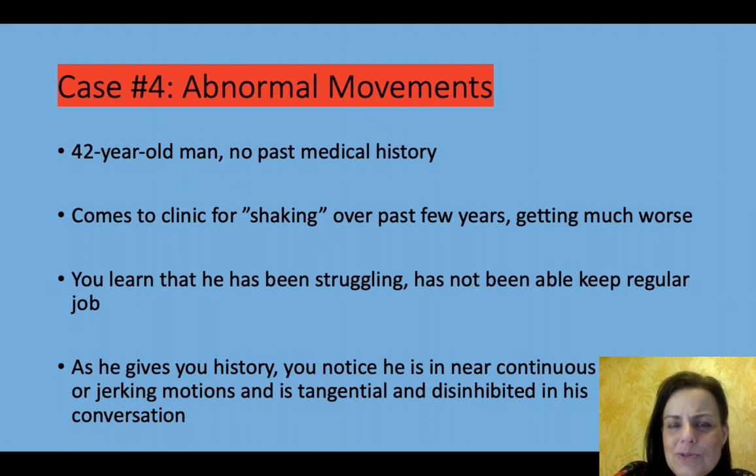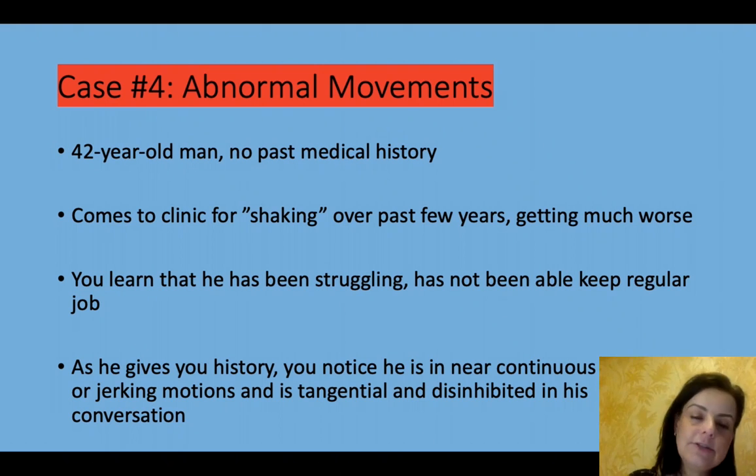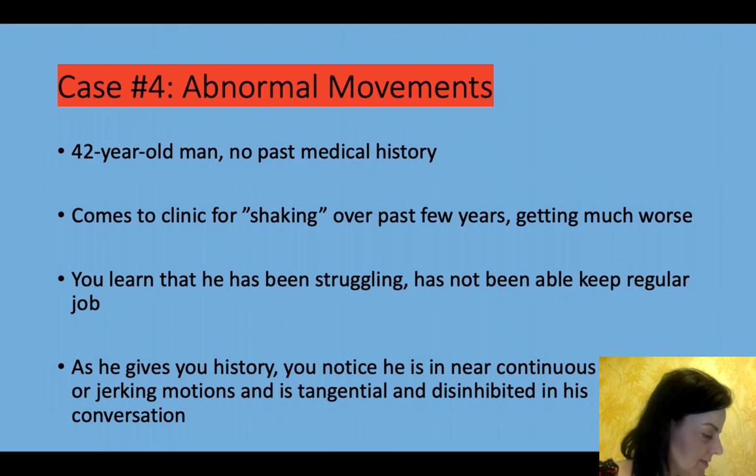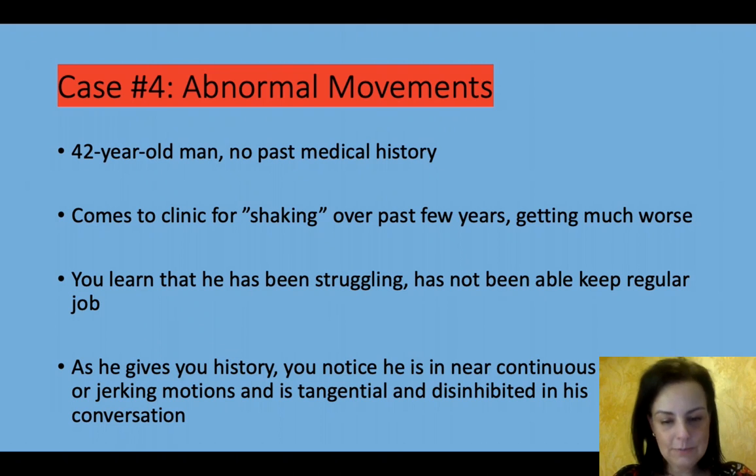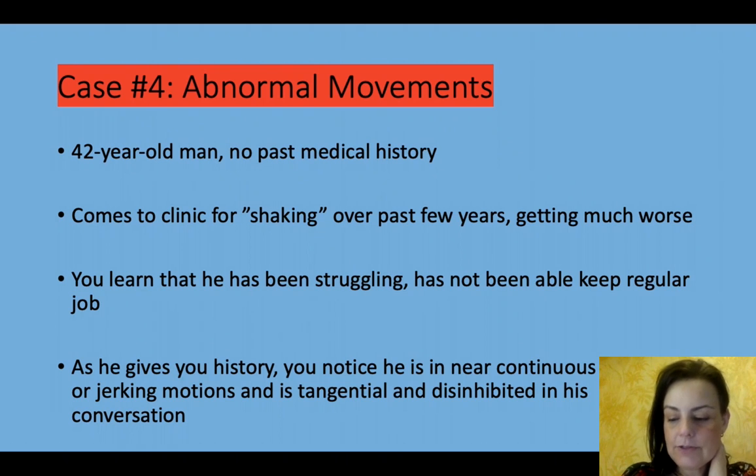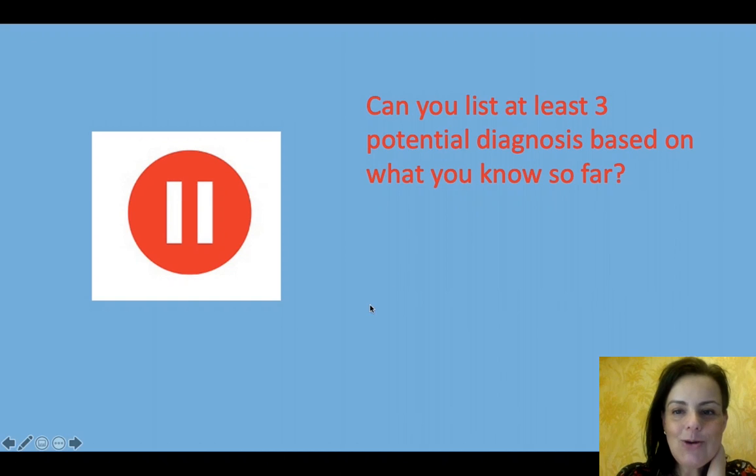But you soon discern that he's been really struggling in life, and he can't keep down a regular job. He could before, but now he just can't keep a regular job. And as you're talking to him, you notice that he's kind of having these continuous movements. He's kind of continuously squirming in his chair and moving everything. He's got these kind of jerking movements. And he's kind of tangential, and he's disinhibited in his conversation. So give me a differential diagnosis, at least 3 things, right? And then come back.